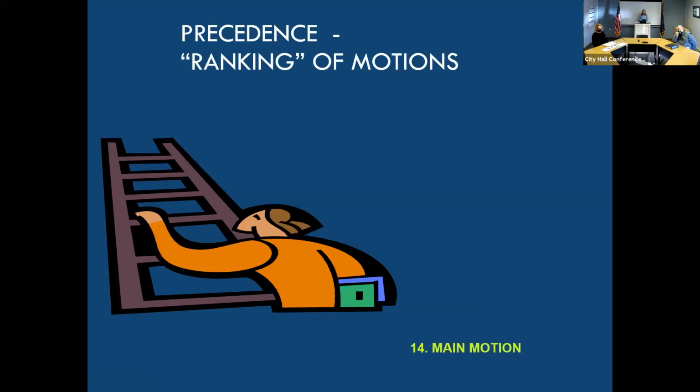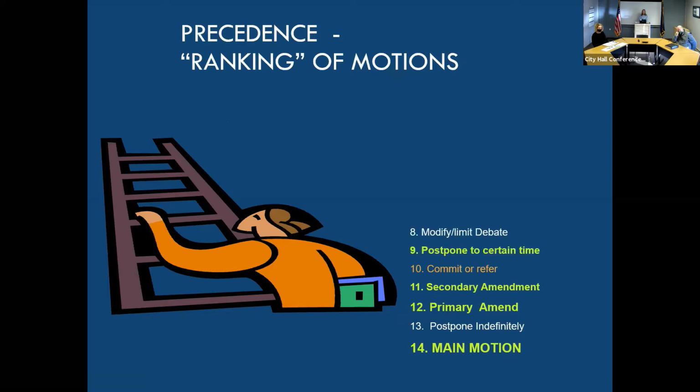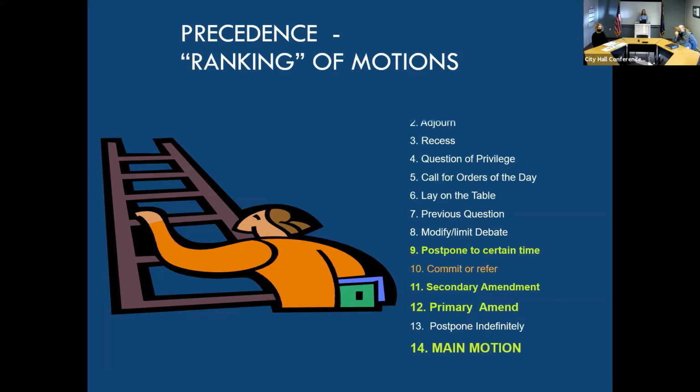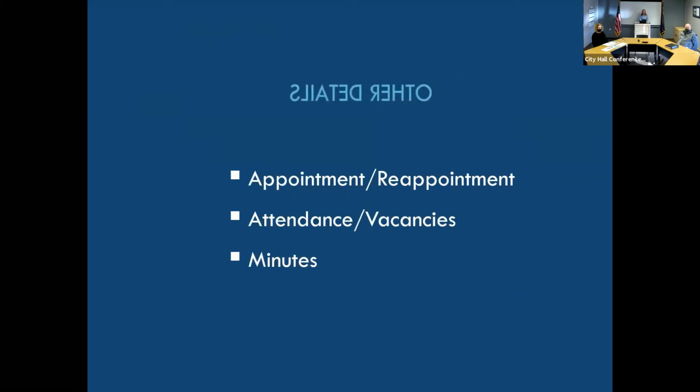So we went through most of the motions that you will ever use, but here they are and then some on this ranking slide. This is in your handouts also, and a cheat sheet that tells you what they mean is in your handouts also. The idea is to move up the ladder in what is called precedence of motions. It's when it is the time to vote on a matter, and then you come down the ladder.